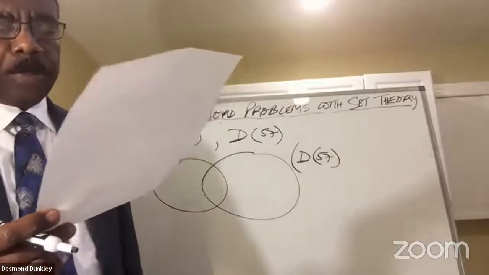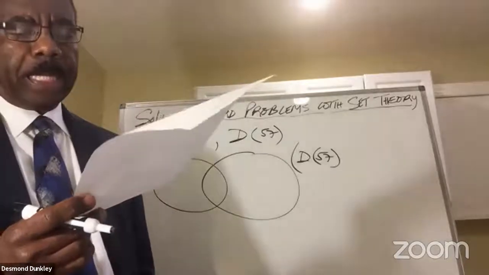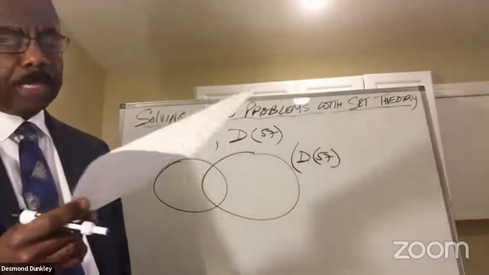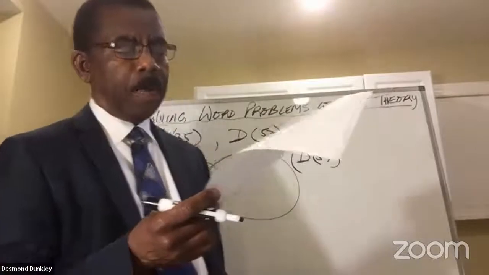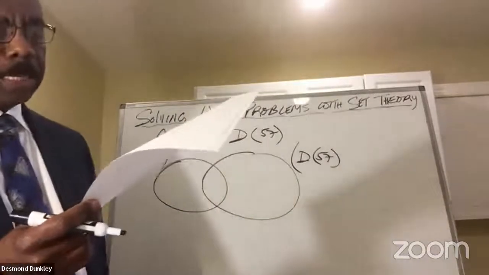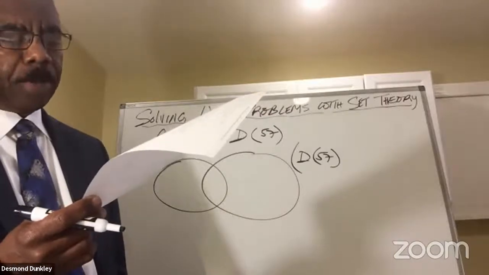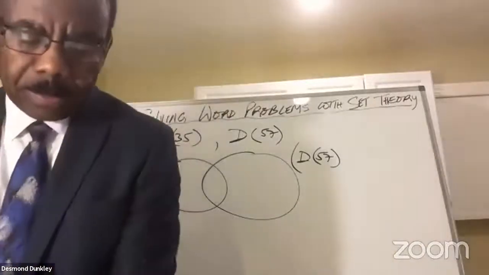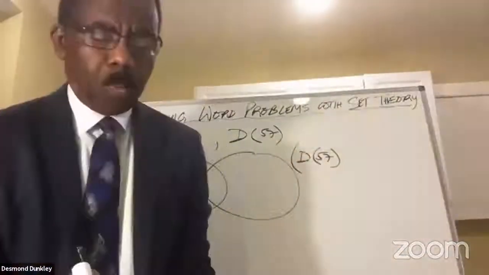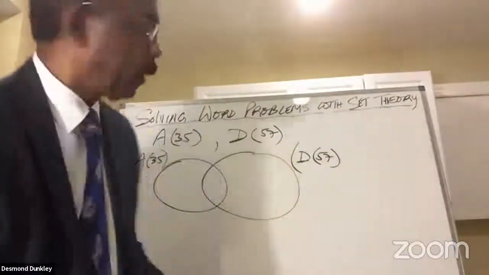In a group of 100 persons, 72 can speak English and 43 can speak French. How many can speak English only? How many can speak French only? And how many can speak both English and French? Okay, so this is the last one we're going to do in this section. And then I'm going to look at one other type of question before we close.